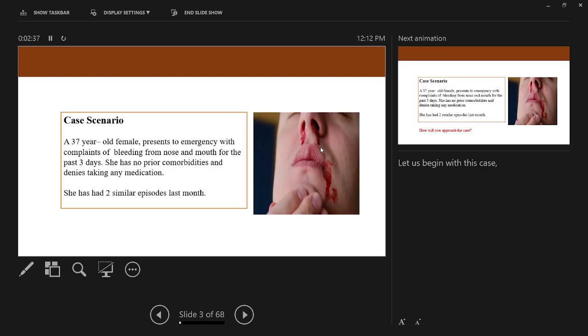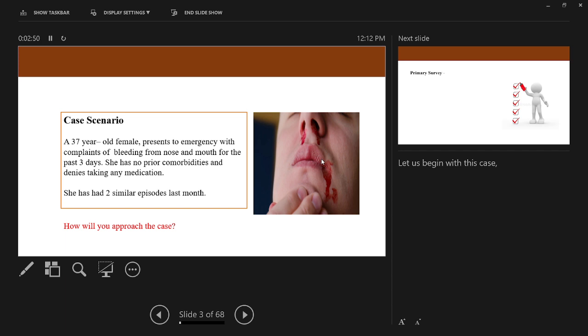A 37-year-old female presents to emergency with complaints of bleeding from nose and mouth for the past 3 days. She has no prior comorbidities and denies taking any medication. She has had two similar episodes last month. So how will you approach the case? Dr. Sheena, could you please answer?